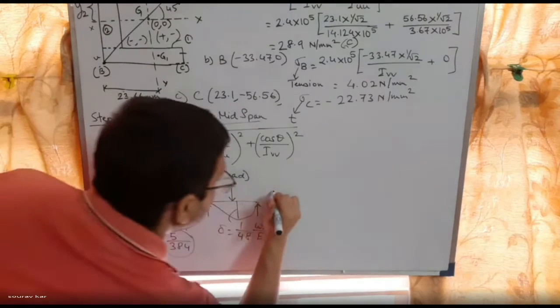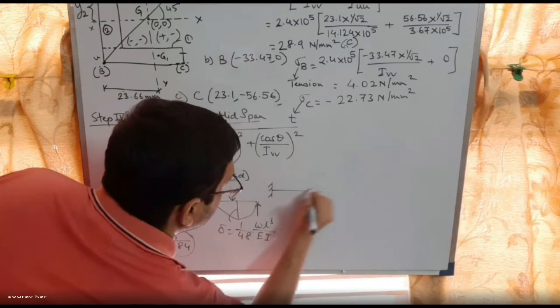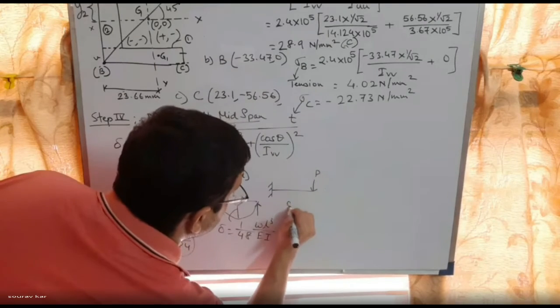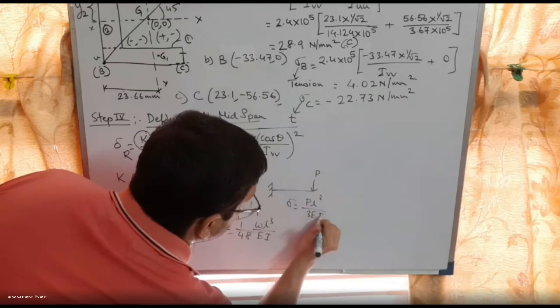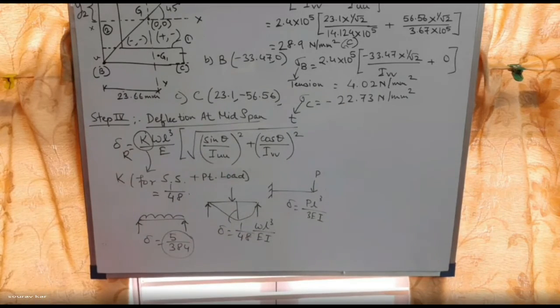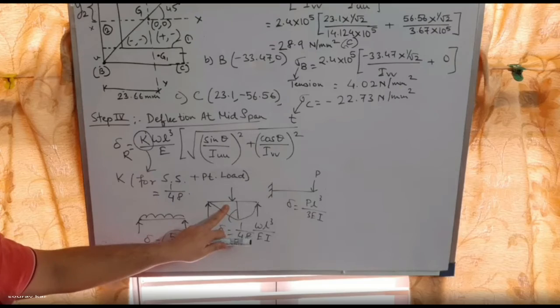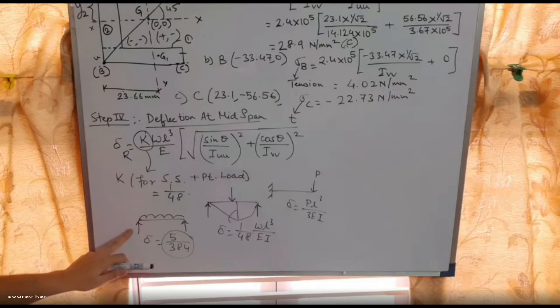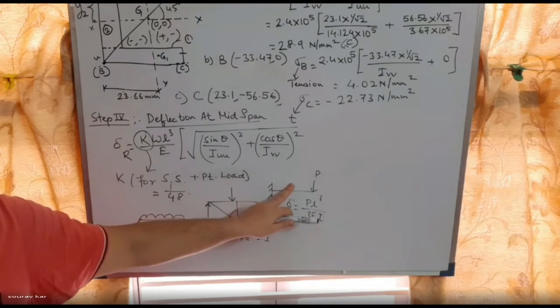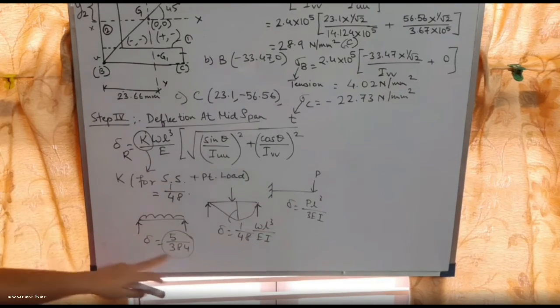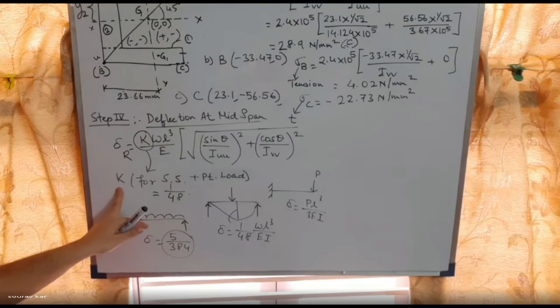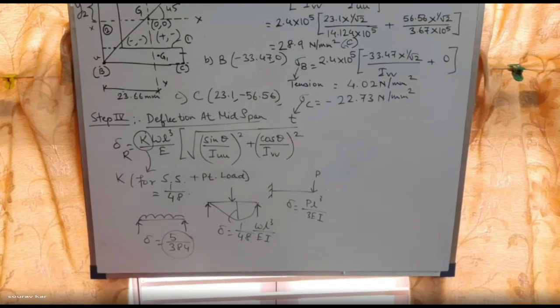If it is a cantilever beam under point load, then the deflection will be PL cube by 3EI. So you have to remember 4 different conditions: simply supported with point load at midspan, simply supported with UDL, cantilever with UDL, and cantilever with point load. You just remember the deflection coefficient, that will be the value of K. K value will not be given in the question.